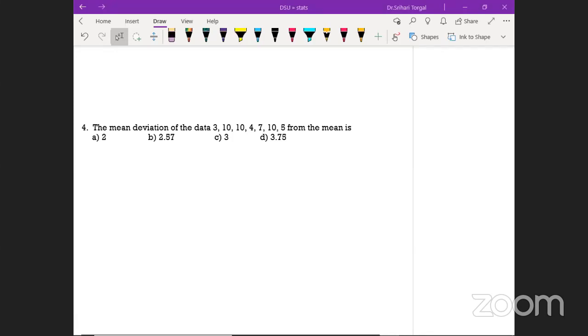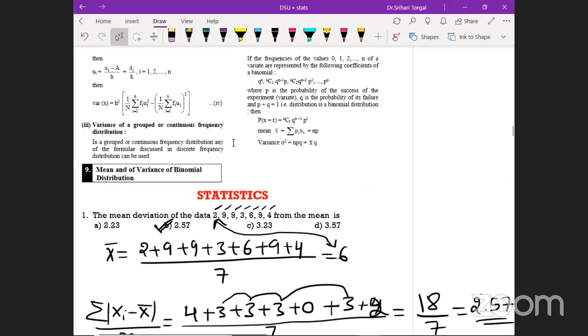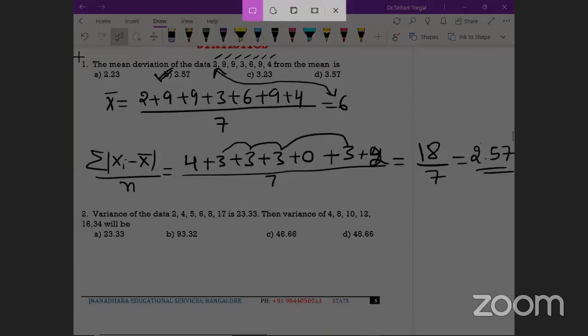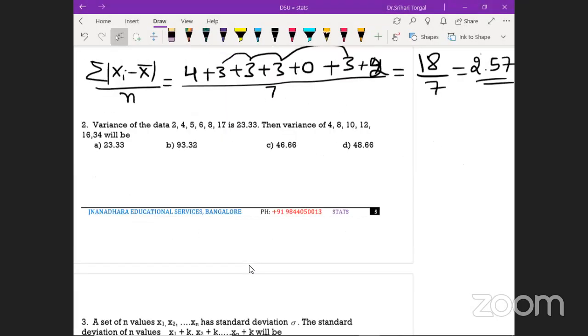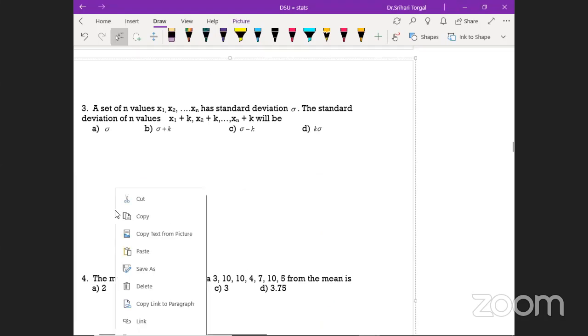Good. Option B, 2.57 only, right? Very good. Many of them answered 2.57. Very good. Exactly. Now I'll show you the difference. This problem, problem number 4 here.